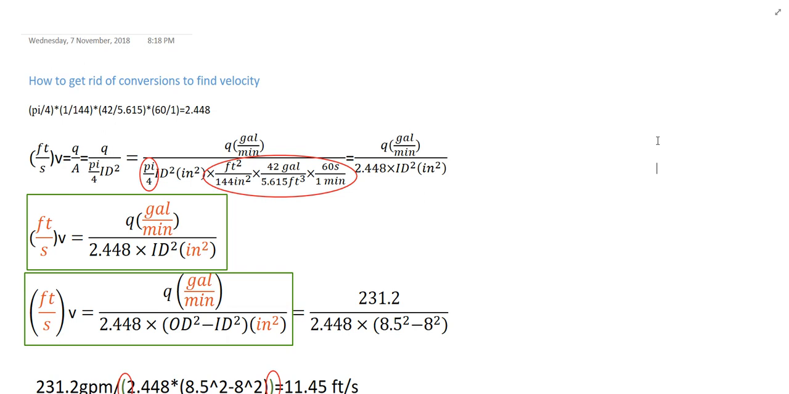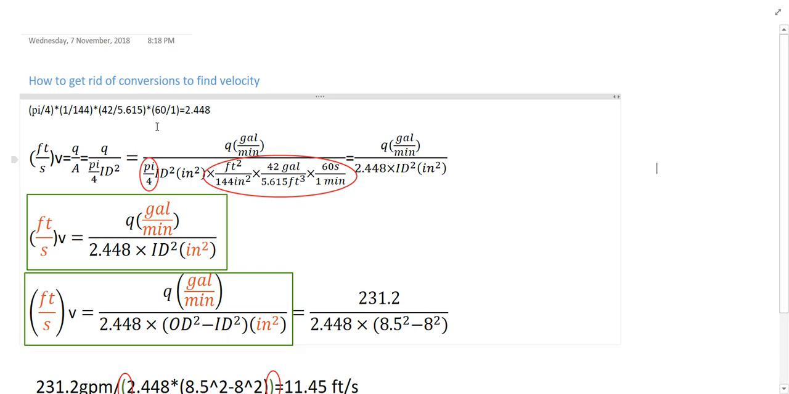and remember the constant that we are going to find for this equation. The procedure is that we do the calculation, and we find a constant number which is 2.448. But how are we finding this constant?